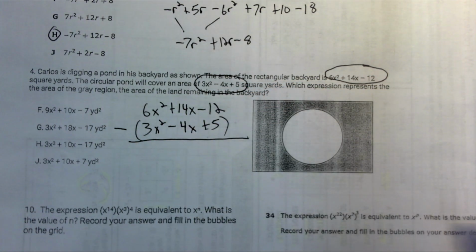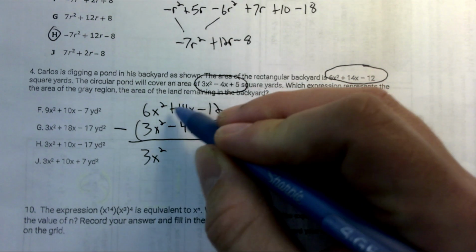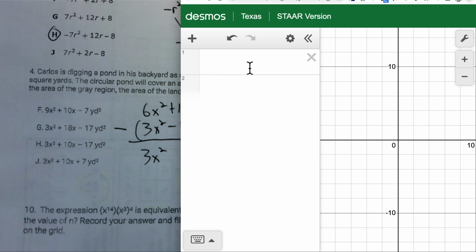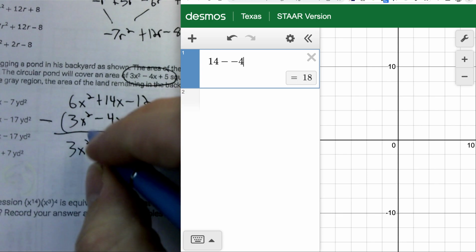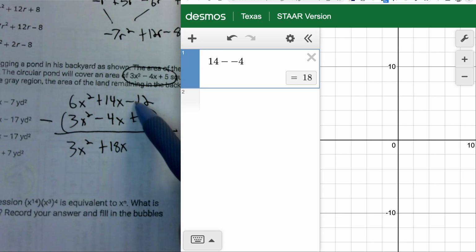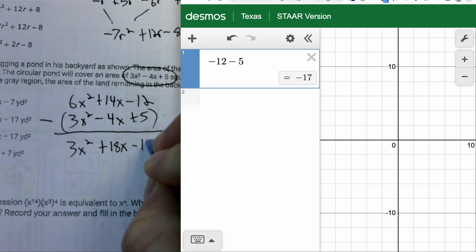So 6 minus 3 is 3x squared. 14x minus negative 4x: if I type in 14 minus negative 4, it gives me positive 18. So I get positive 18x. Then I'm going to say negative 12 minus 5, which is negative 17. This should be my answer.